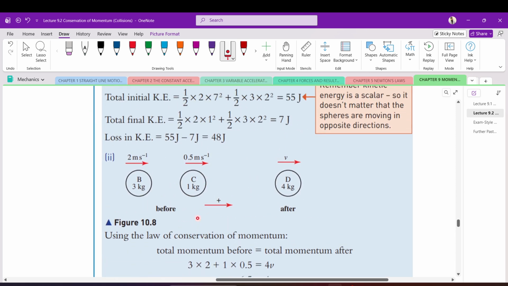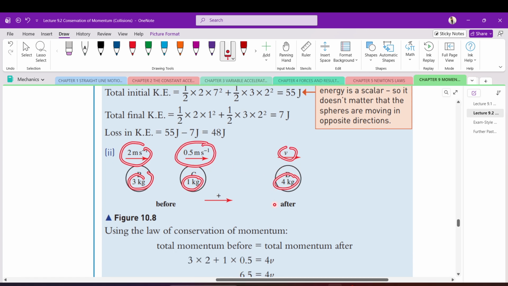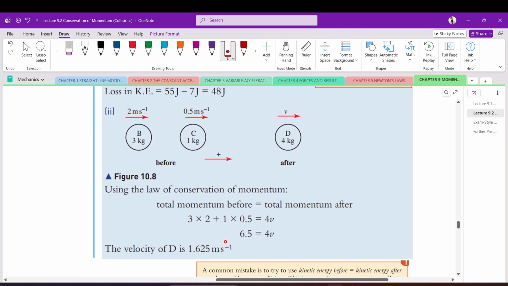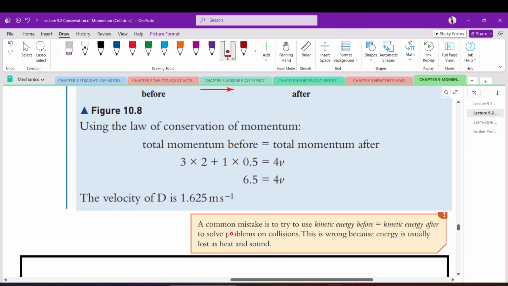So that will be total momentum before impact equals total momentum after impact. So that will be 3 times 2 plus 1 times 0.5 equals 4 times V. There you go. So V is going to be 1.625 meters per second. All right, here it says a common mistake is to try to use kinetic energy before equals kinetic energy after to solve problems on collisions. This is wrong because energy is usually lost as heat and sound.